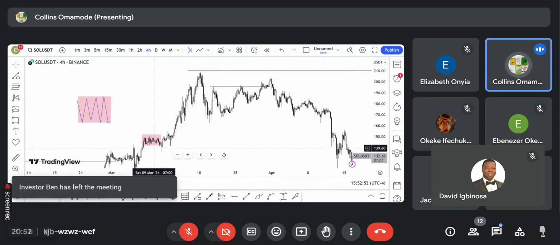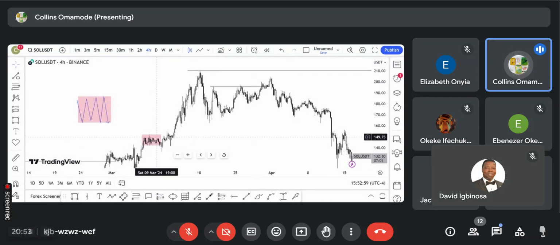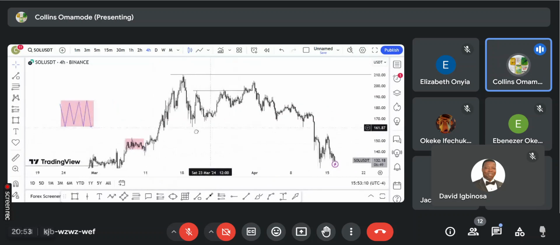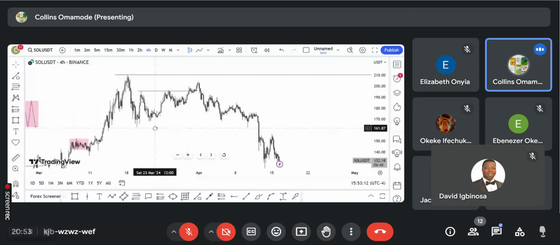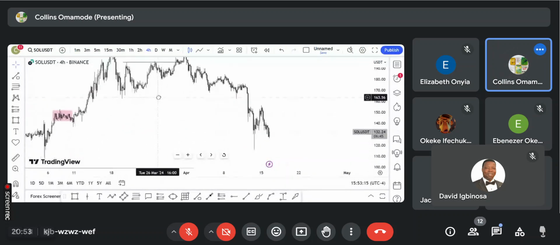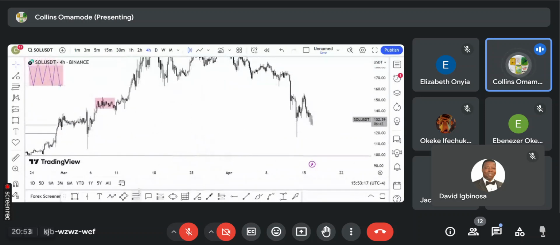Anytime you see something like this, just observe that there will be a massive move after price has finished this particular range. After price has come out of this range, you will have a significant move. Even here, the same thing.